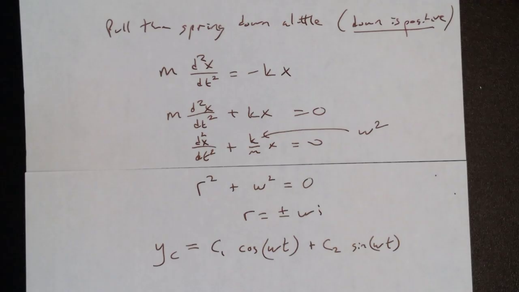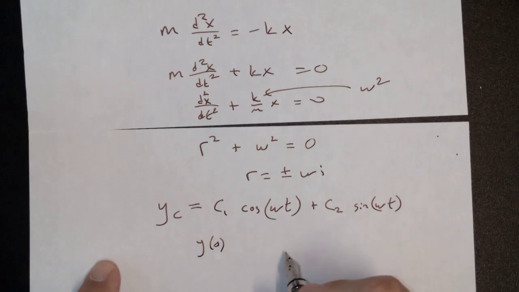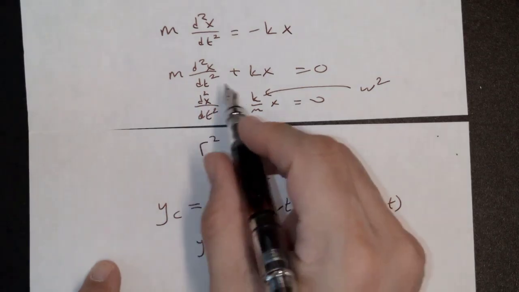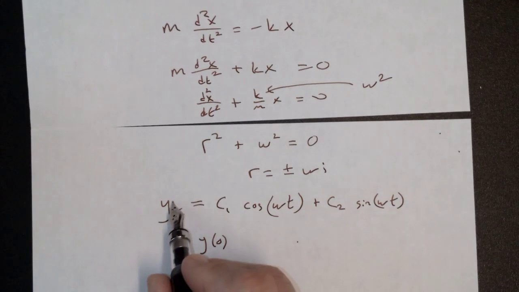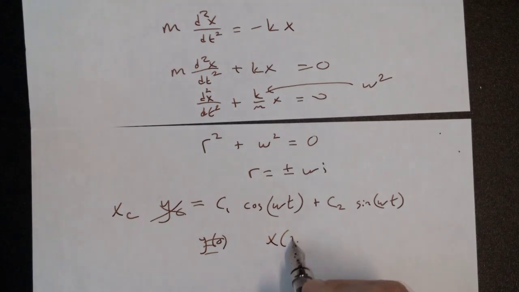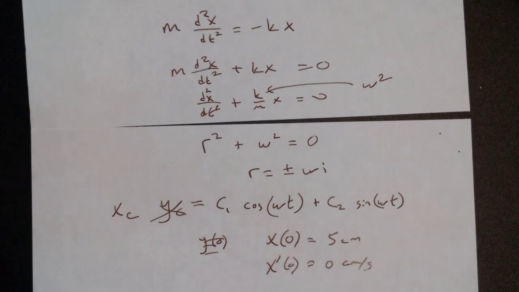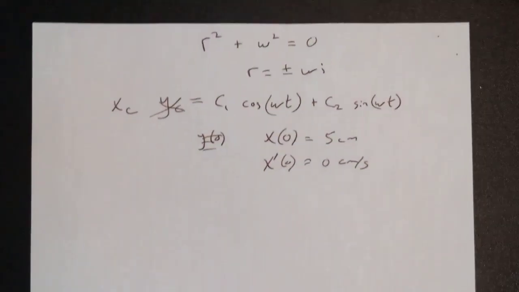At time 0, we know, sorry, technically, I just realized I've written y. That's not the right letter. What's the name of the function I'm dealing with here? It's x of t, position. So this shouldn't be yc, this should be xc. And then I know x of 0 is my starting position, and x prime of 0 is my starting speed. And I can solve for C1 and C2, provided I know k.